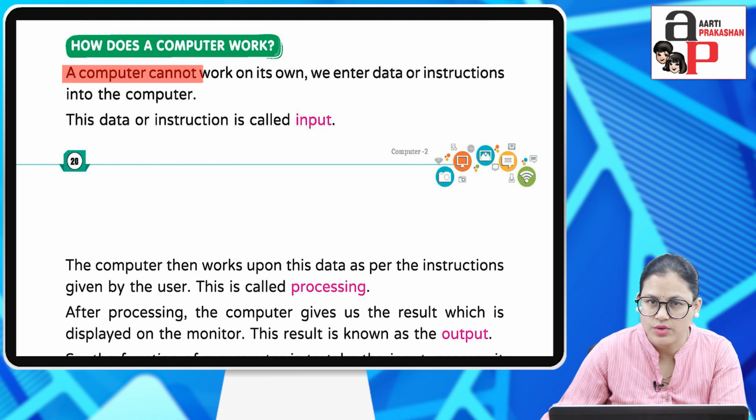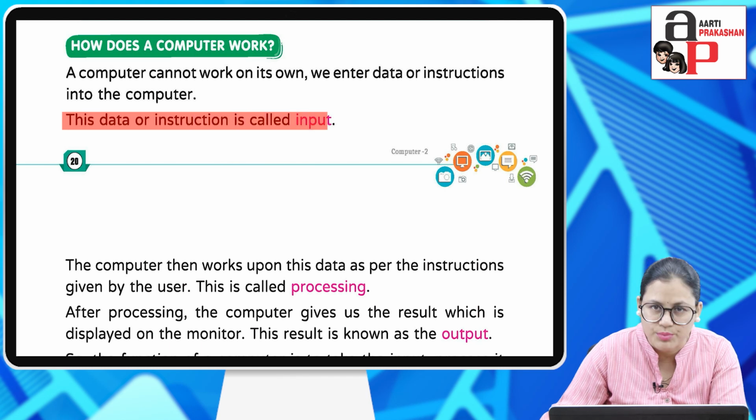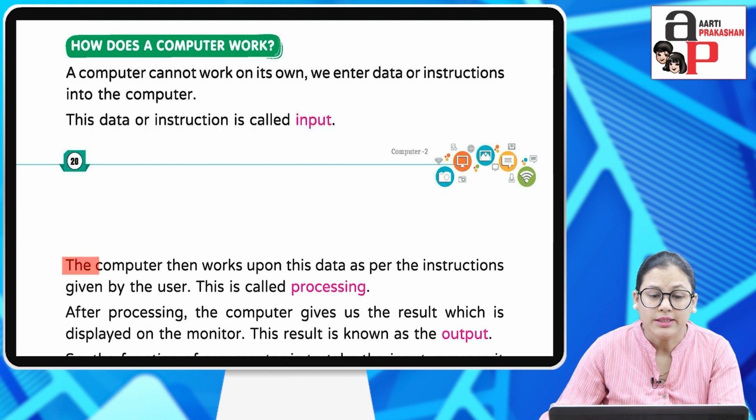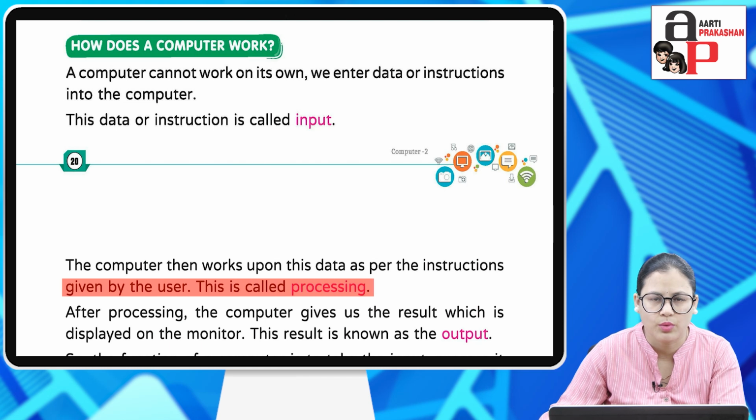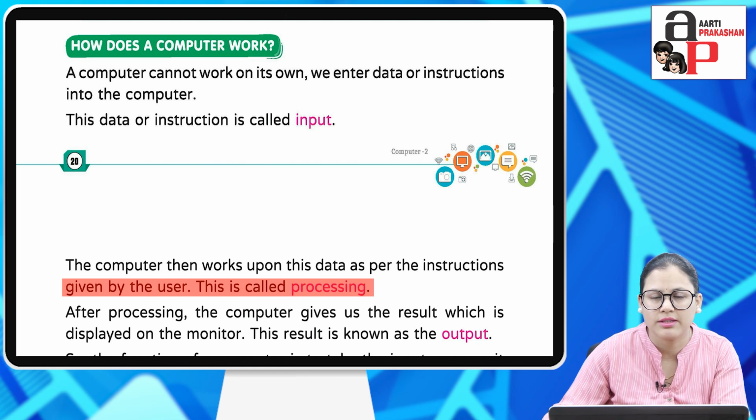Now, how does a computer work? A computer cannot work on its own. We enter data or instructions into the computer. This data or instruction is called input. So, input is nothing but the data or instructions we give to the computer. The computer then works upon this data as per the instructions given by the user. This is called processing. Whatever instructions the user gives, the computer will perform accordingly.